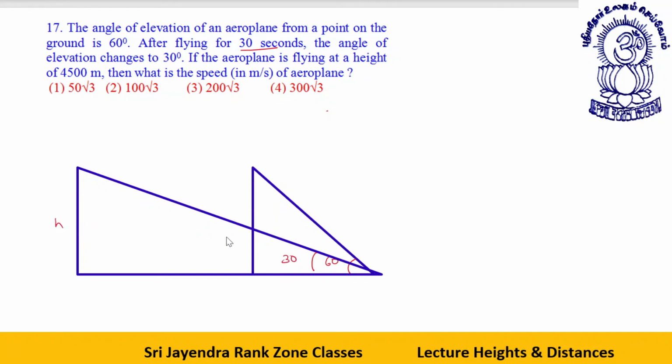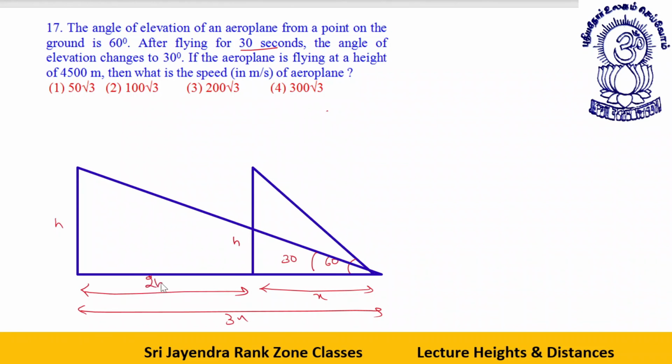We have a common height, dear student. Before solving anything, I will say this is x, this is 3x, this portion is 2x. If the aeroplane is flying at a height of 4500, h is equal to 4500. But what is h? This h is root 3 x. So root 3 x is equal to 4500. x comes out to be 4500 by root 3, or I can say 1500 root 3.